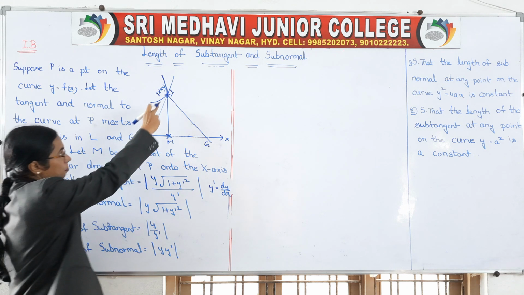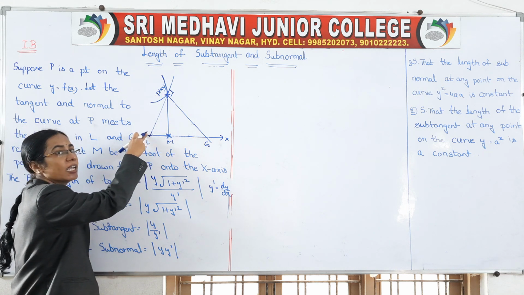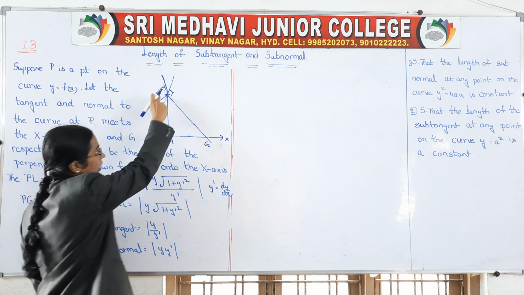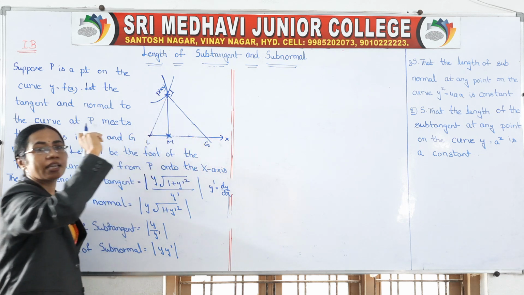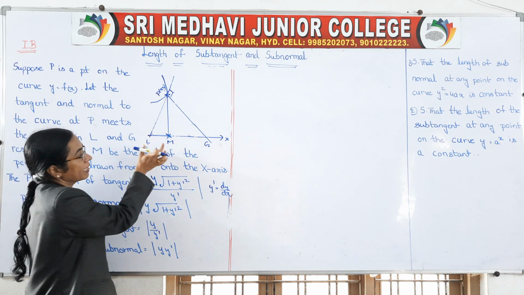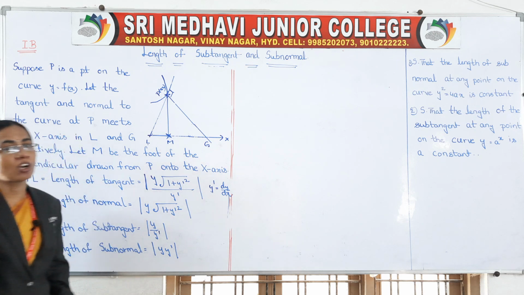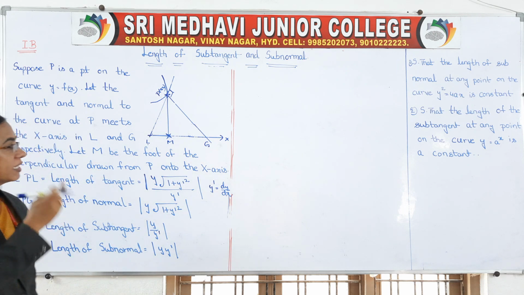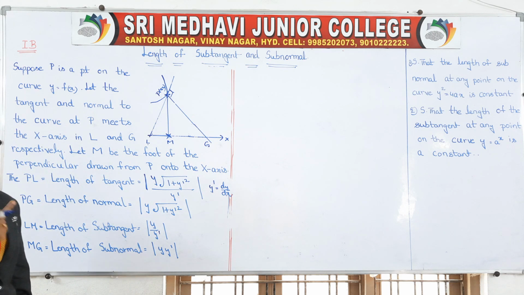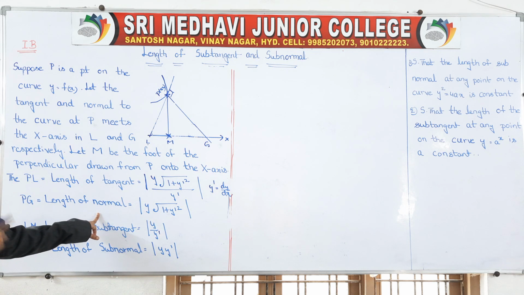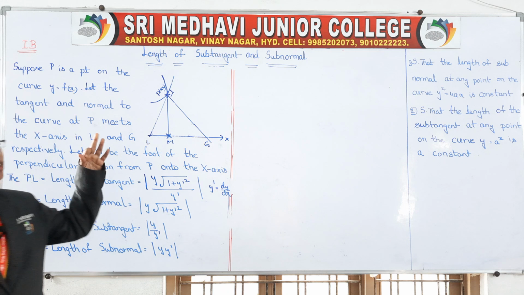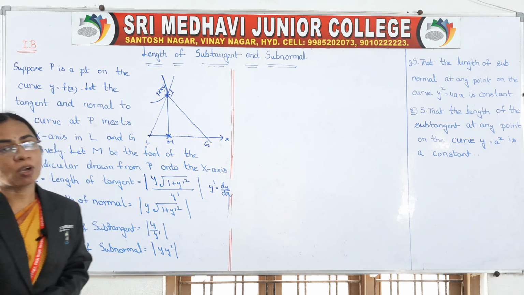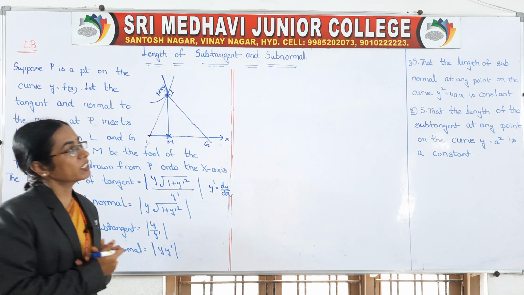Then we can say PL is the length of the tangent and PG is the length of the normal, right, and LG is called length of subtangent and MG is called length of subnormal. Okay, these are the formulas. Now we have to use these formulas while solving the example problems. So now come to the first problem.